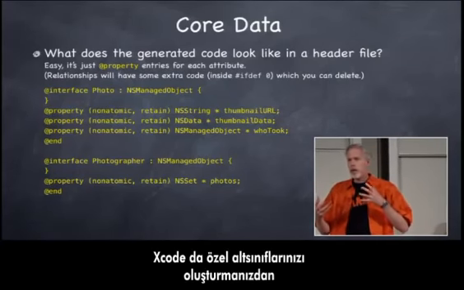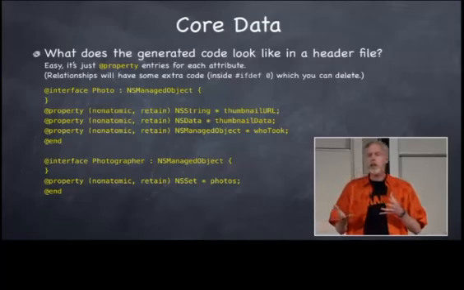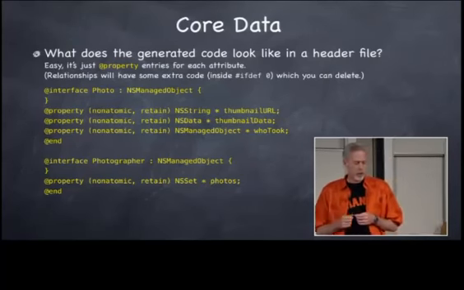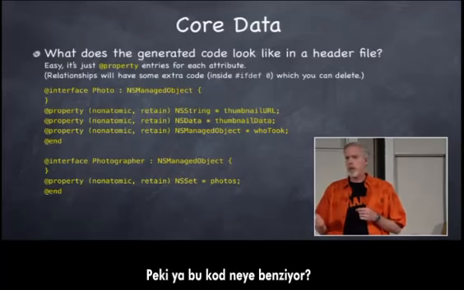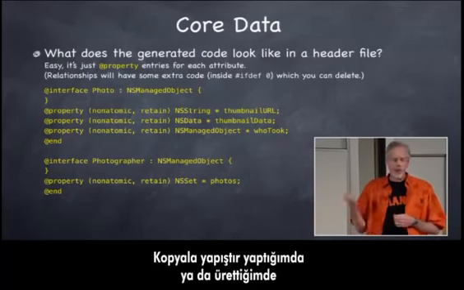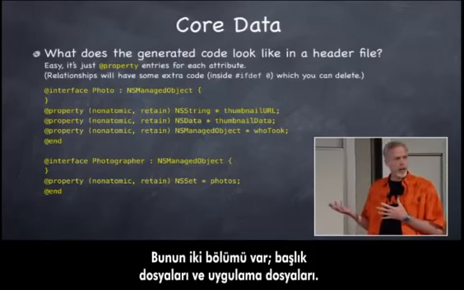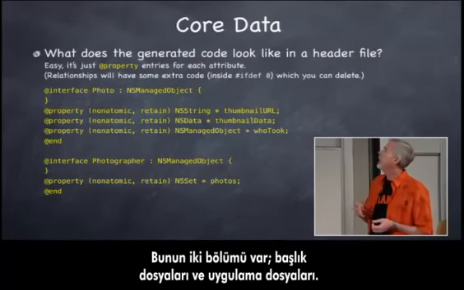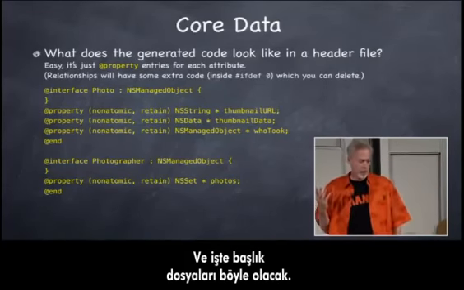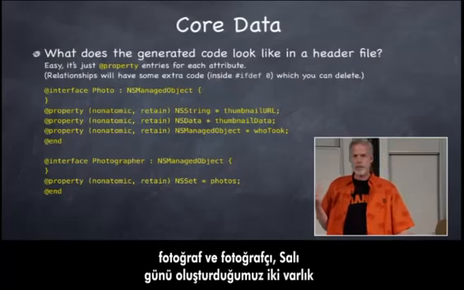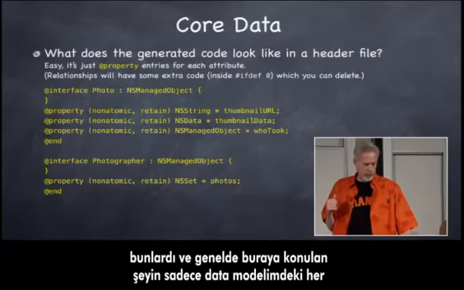We talked about generating your custom subclasses in Xcode, and we also talked about copying and pasting the things over. So what does that code look like? When I do that copy and paste, or when I generate it, what's it going to create for me? There's two sides to this, the header files and the implementation file. Here's what the header file is going to look like. I put two header files up here, Photo and Photographer. Those are the two entities that we created on Tuesday.